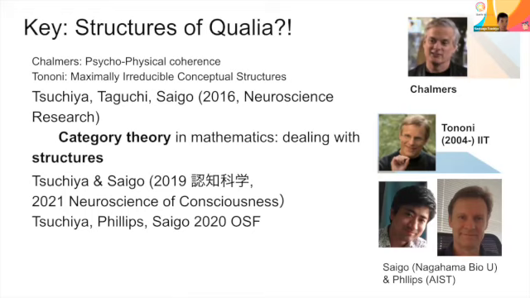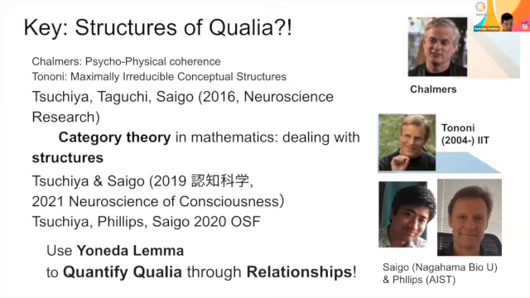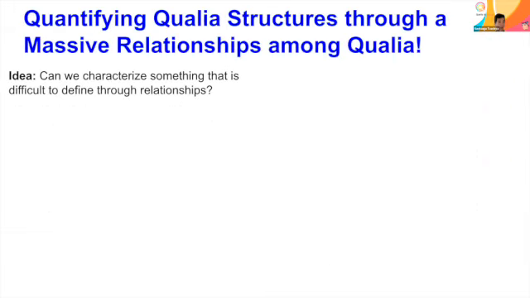And we are planning to apply it to qualia, or consciousness. In particular, the Yoneda lemma is quite central to this endeavor. And what is the Yoneda lemma? Or how do we quantify qualia through this relationship?